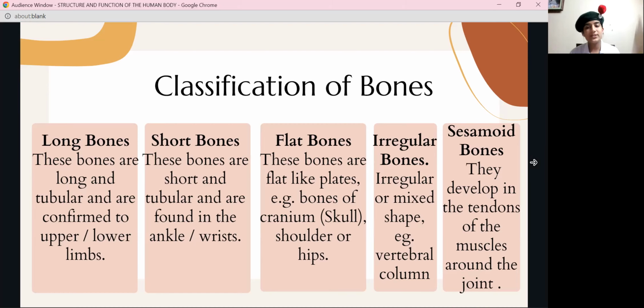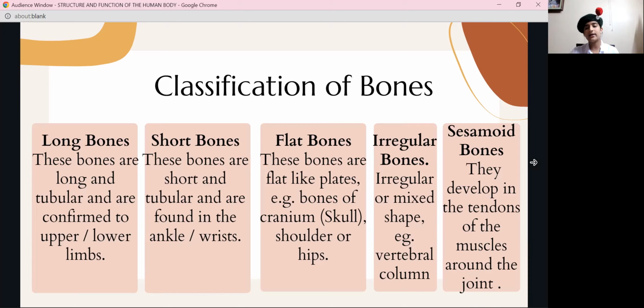Fourth, irregular bones. Irregular bones are also known as mixed shape bones, which are mixed or irregular in shape, we can say. For example, the vertebral column, we know. The fifth type of bones are sesamoid bones. They develop in the tendons of the muscles around the joint.